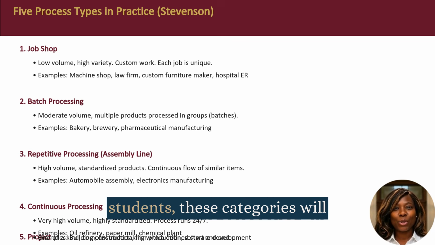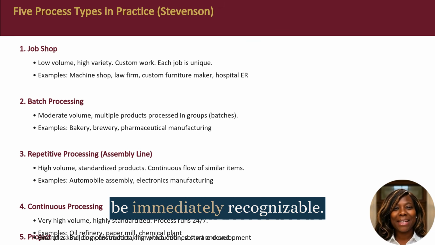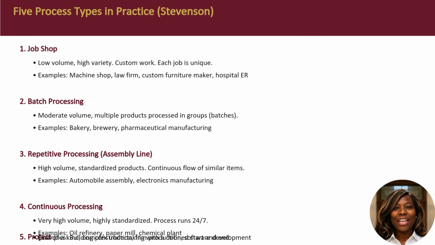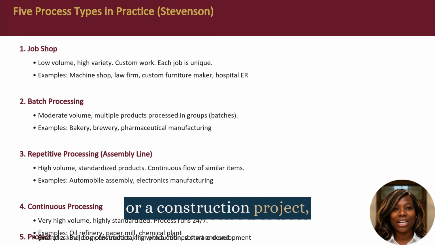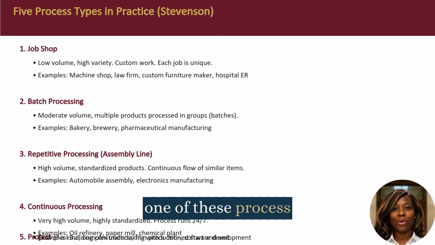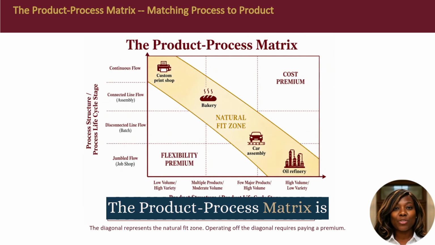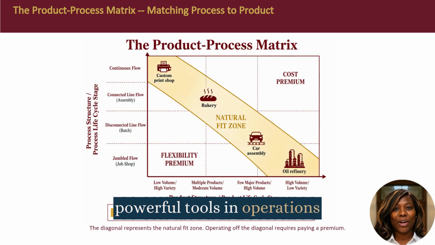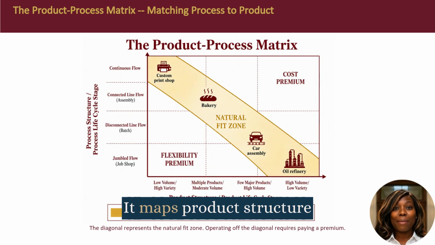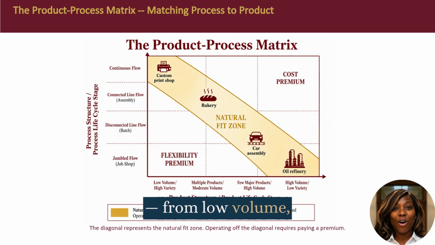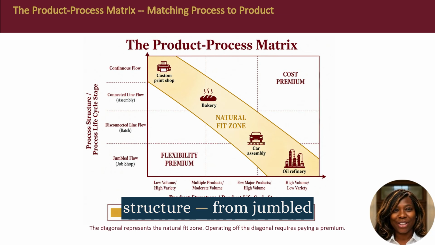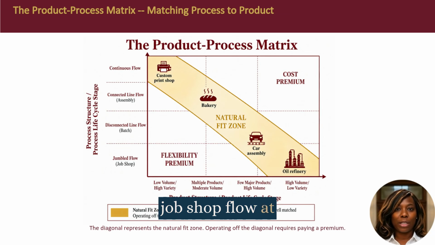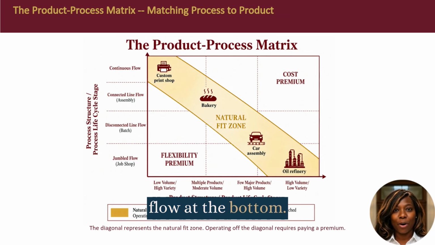For your working adult students, these categories will be immediately recognizable. If you have ever worked in a hospital, a bakery, a factory, or a construction project, you have worked inside one of these process types. The product-process matrix is one of the most powerful tools in operations strategy. It maps product structure from low volume, high variety on the left to high volume, low variety on the right, against process structure, from jumbled job shop flow at the top to continuous flow at the bottom.